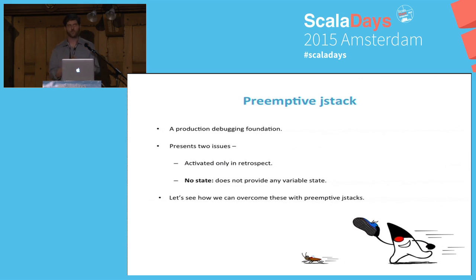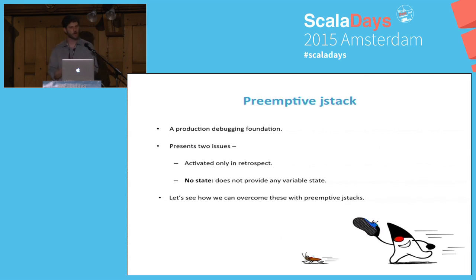JStack is probably one, if not the most important tool for production debugging. It's essentially the ability to come in and look at what a JVM is doing, taking a snapshot and seeing, oh, this is what the threads are doing. It's so foundational. Everybody knows it. I love this tool, but there's a problem.